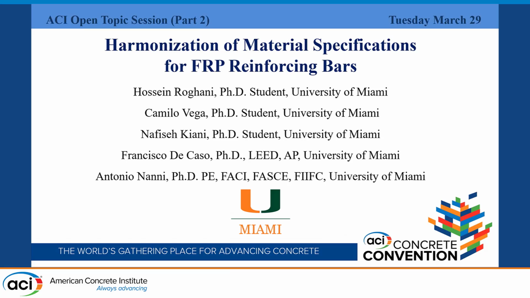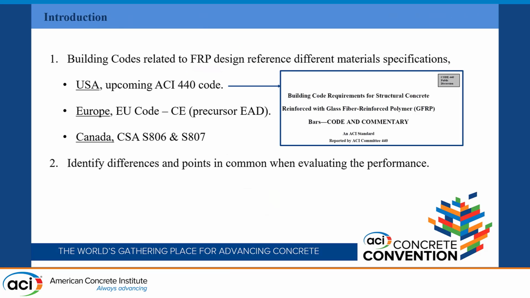It's a big issue for FRP providers, suppliers, and manufacturers who are working internationally, and also for researchers, contractors, and designers, to find out which material specification works better, is more economical, and is easier to use. We have many different building codes all around the world and many different material specifications, each building code referring to specific material specifications.